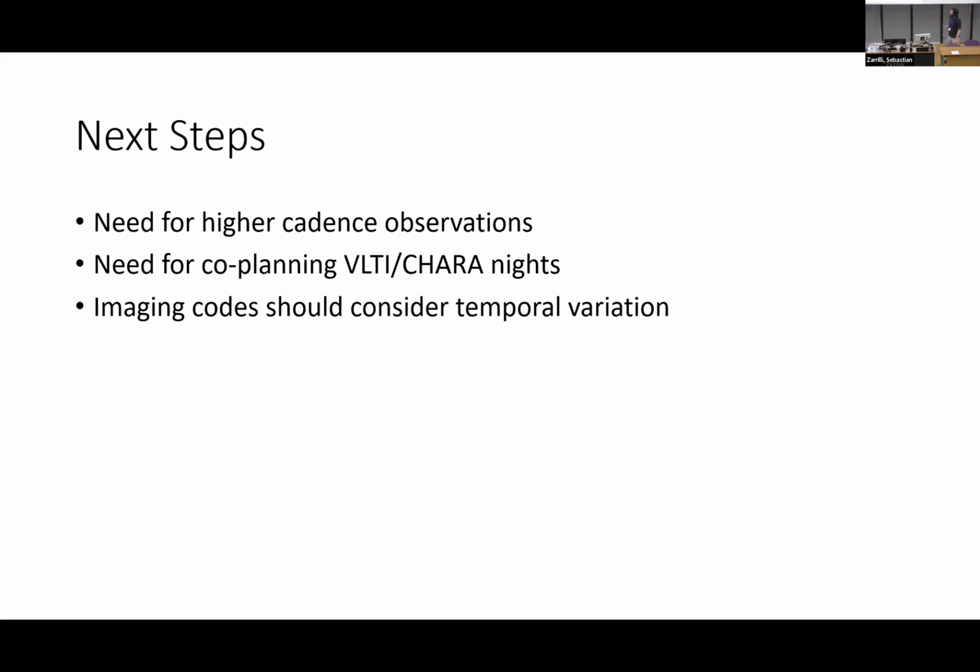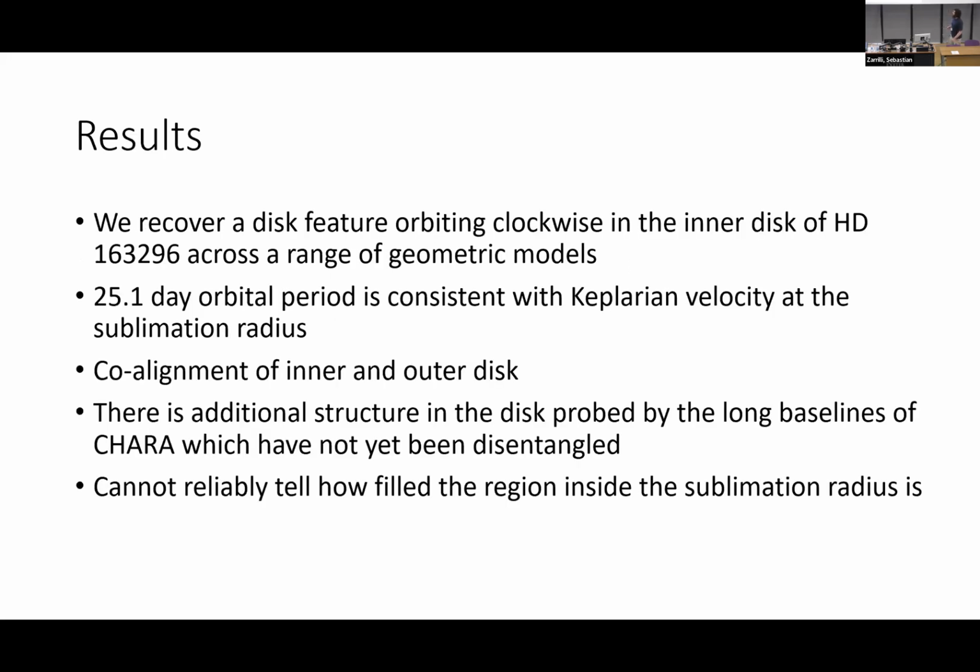So just looking forward into the future, in order to really get a grip on what is happening, in order to be able to image this temporal variation, we'll need higher cadence observations, combining data again with VLTI and CHARA, VLTI giving those critical shorter baseline information, and then CHARA giving the long baseline information. Currently image reconstruction codes are still built with the assumption that the disk is static. And so having some sort of smooth way to consider temporal variation across subsequent data sets will be the next thing that needs to be done on that front. I'll put that back up, and thank you.